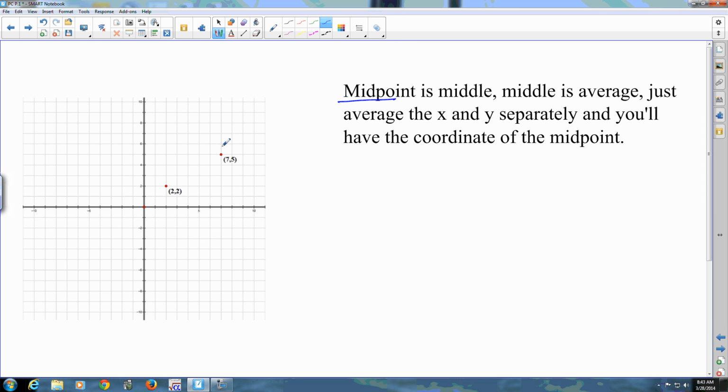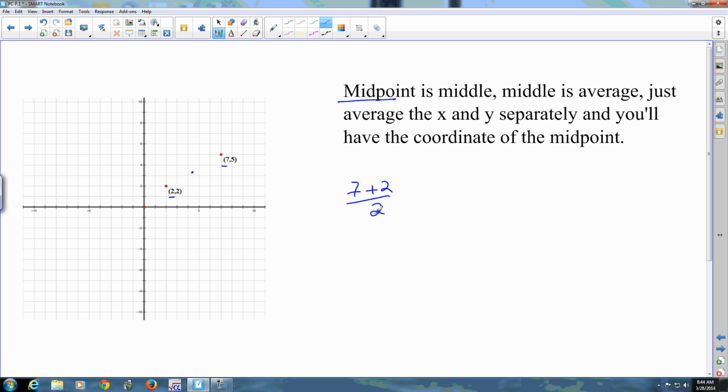Midpoint. I want to find the coordinate of the middle. Well, midpoint is middle. Middle is average. Just average the x and y separately and we'll have the coordinate of the midpoint. So let's just average them. So average the x's. How do you average? You add them together and divide by 2.